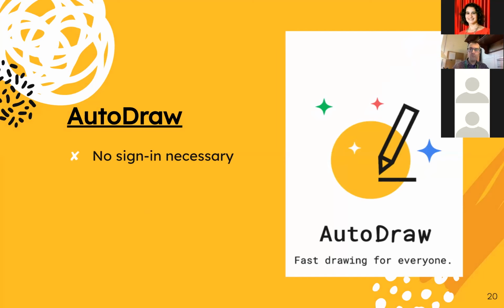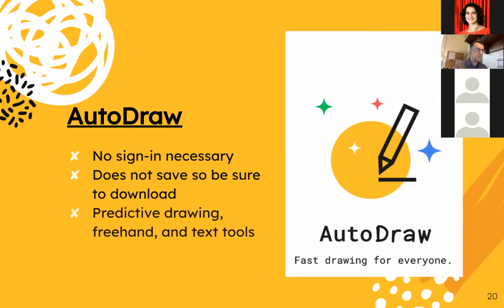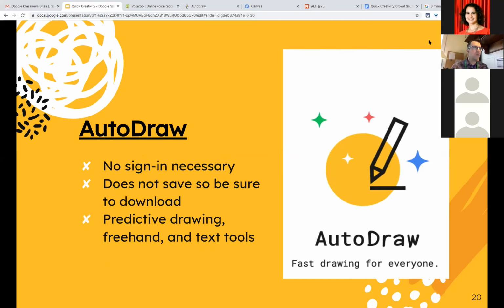autodraw.com, it'll still come up. If you open an incognito tab, Autodraw will come up. So there is no sign-in whatsoever, and that's great for any students who struggle with signing in. It does not save because you have no login, so it doesn't save to your Google account like something you do in Google Drive does, but you can download as you work on things. It has a predictive drawing tool, which is the best part of it, freehand and other text tools. So before I task you with drawing and sharing, I want to show you Autodraw.